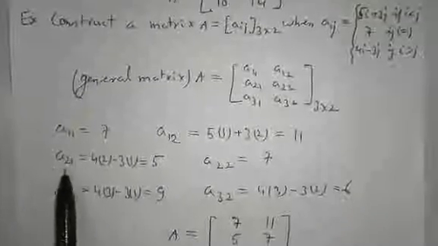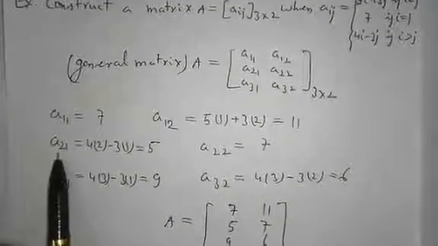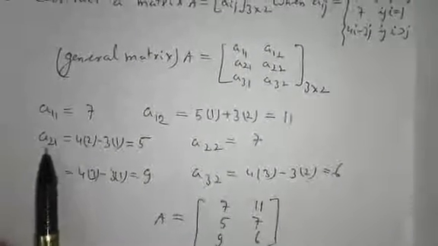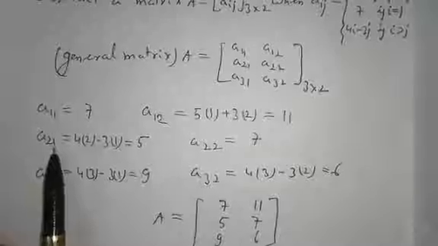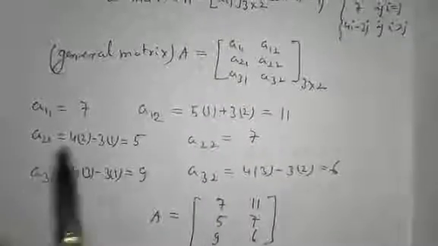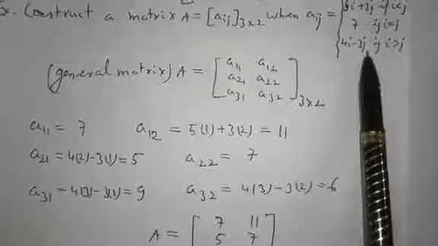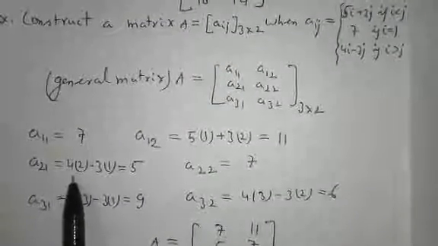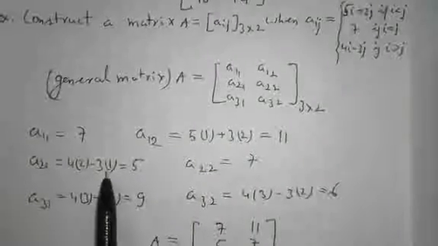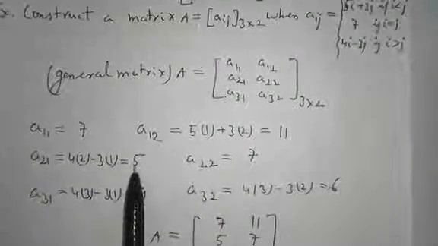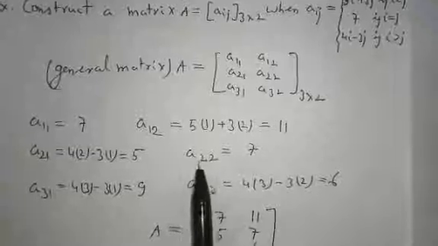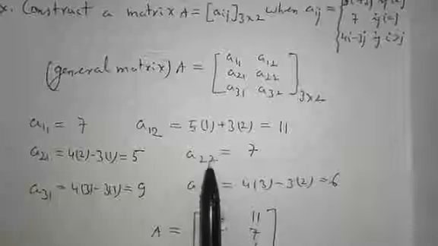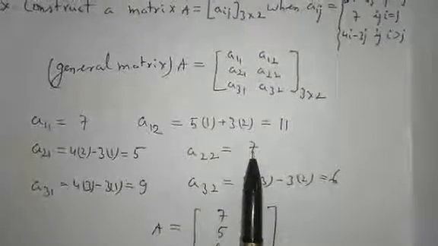Now for A21, i is 2, j is 1. Here we observe that i is greater than j. So we put the values of i and j in 4i minus 3j. So 4i minus 3j, i is 2 and j is 1. Its value comes to 5. For A22, i and j are both equal. In this situation, the element is given to us as 7.